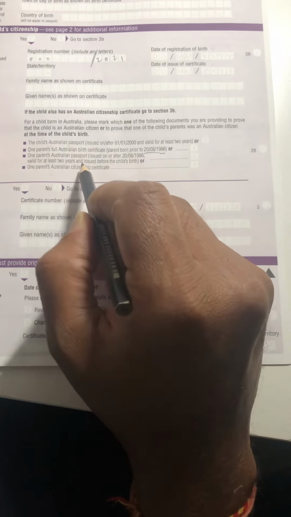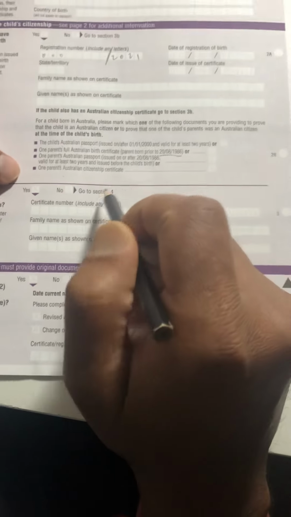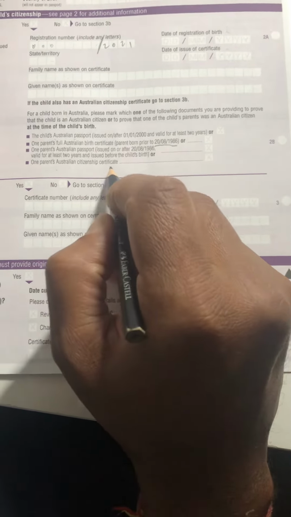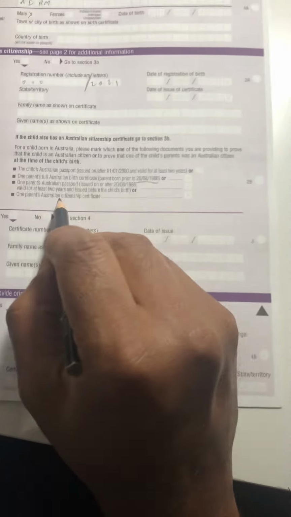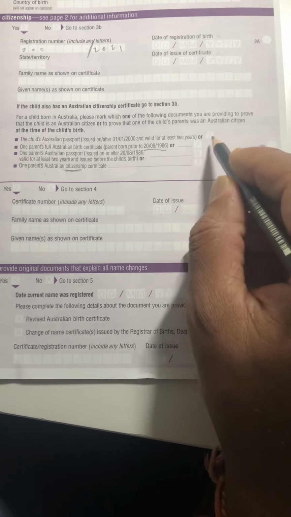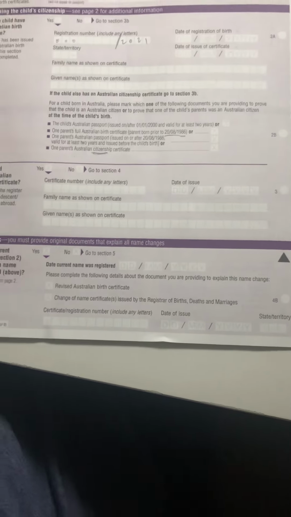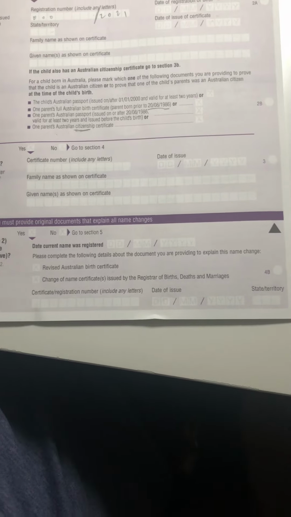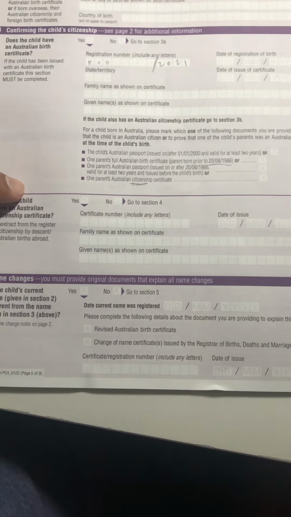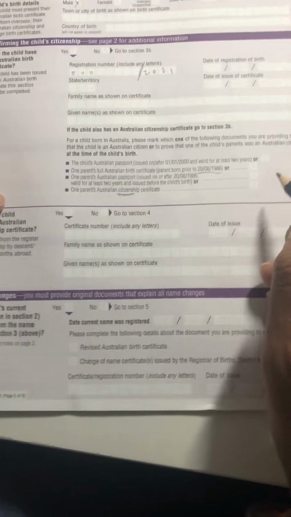The parent's Australian passport can be used, but it should have been issued before the child's birth as well. And the parent's Australian citizenship certificate also has to be issued before the birth of the child. You can cross whichever certificate you have, and use that one to prove the child is Australian. If you are a permanent resident of Australia, you can't use that. Even if the child is automatically or technically an Australian citizen, you can't use that as a certificate to prove that the child is Australian.